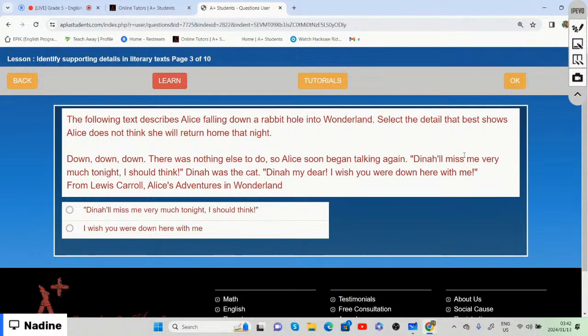And the following text describes Alice falling down a rabbit hole into Wonderland. We need to select the detail that best shows Alice does not think she will return home that night. All right, so now we need to look at the details that best show Alice does not think she will return home that night. Is it Dinner miss me very much tonight, I should think, or I wish you were down here with me?